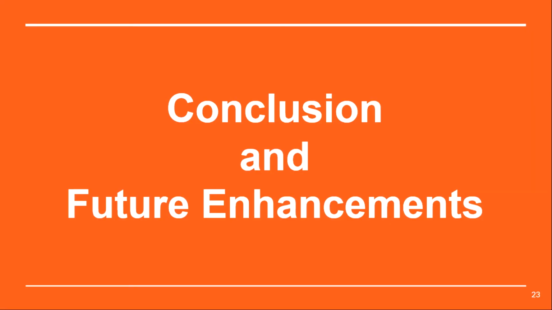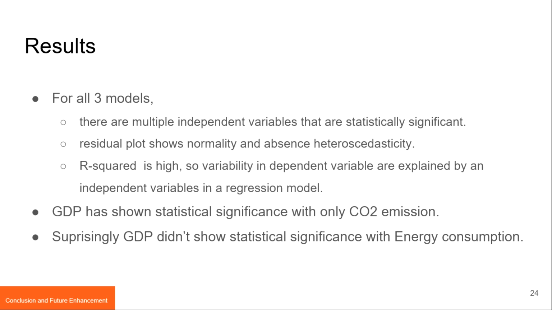Now let's finally move on to the conclusion and future enhancements. From the results, we can see that for all three models, there are multiple independent variables that are statistically significant. The residual plots for all three models are normal, and there is an absence of heteroscedasticity. The R-square is high for all the models, so the variability of the dependent variable is explained by the independent variables. GDP has shown statistical significance only with CO2 emission, while for energy consumption, GDP has not shown statistical significance.